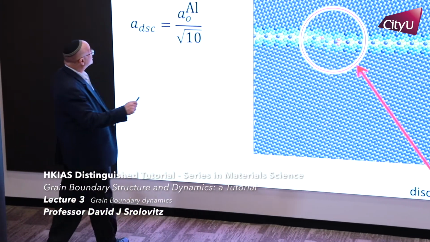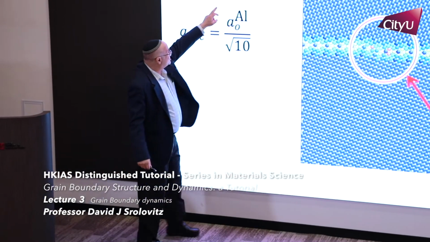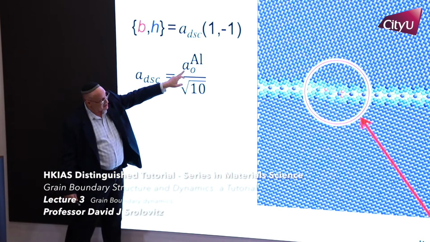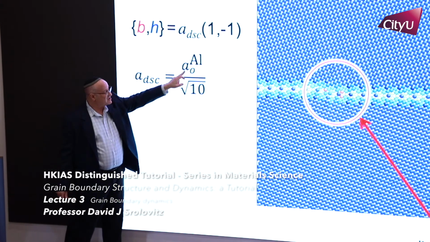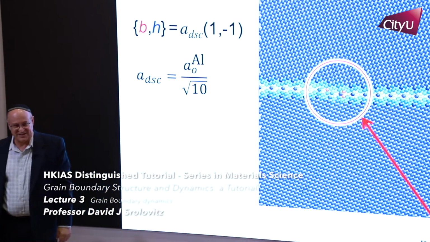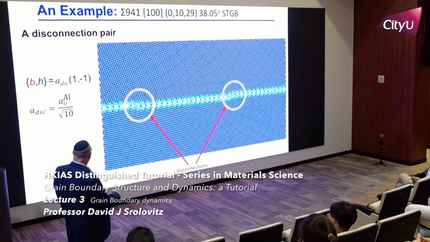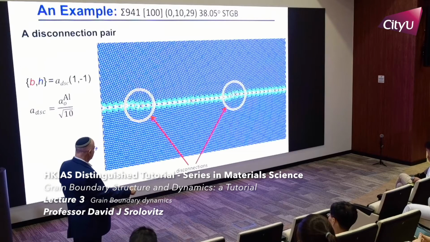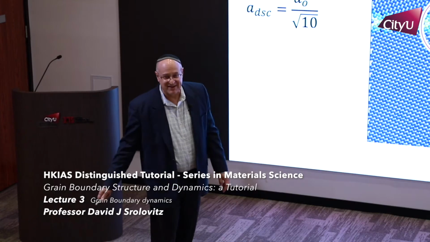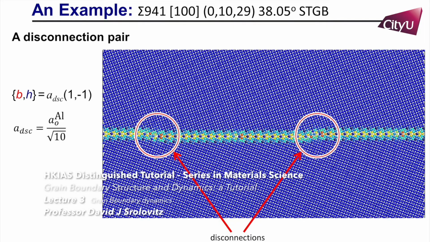Okay, so for this particular material, which is aluminum, the DSC lattice parameter is just the lattice parameter of the cubic unit cell divided by the square root of 10. And then the simplest combination of b and h is where this is magnitude 1 and say this is magnitude minus 1. So that's this pair. If this is 1, minus 1, this is minus 1, 1. The other way around. It's a pair.